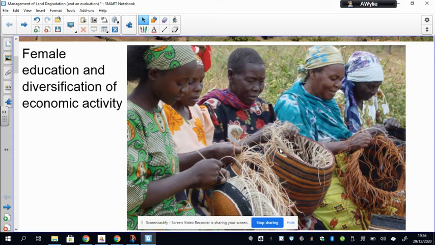So the family incomes are increasingly coming from other activities, not just from farming the land, which means the land doesn't have to be farmed as intensively anymore to generate the income and food for the family, because there are other income revenues that these women can rely on because they now have the skills.